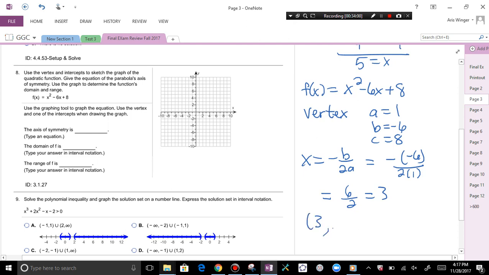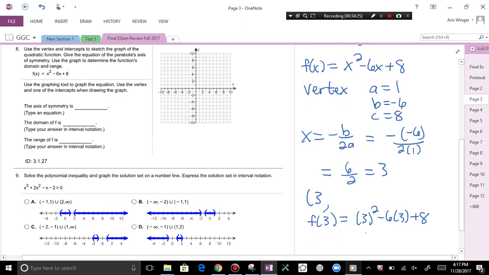To find the y-coordinate, we'll plug in 3 for x into f. You need f of 3. F of 3 is 3 squared minus 6 times 3 plus 8. 9 minus 18 plus 8 is negative 1. The vertex is 3 comma negative 1.